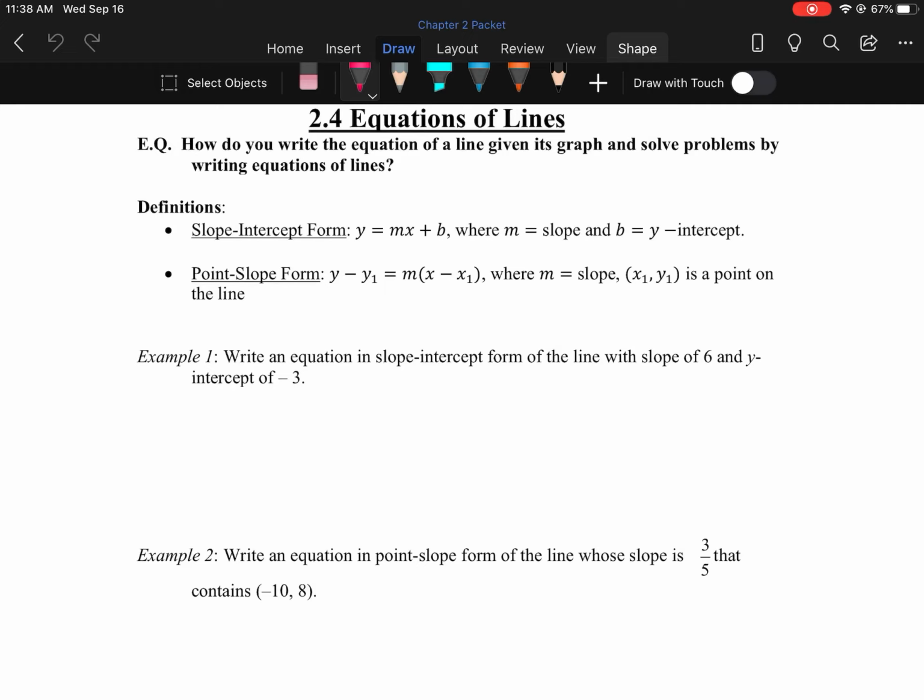For point-slope form, some of you may not be quite as familiar with this, but it's y minus y sub 1 equals m times the quantity x minus x sub 1, where m is the slope and x sub 1, y sub 1 represents a point on the line. So I'm going to show you a little bit of both today. Sometimes it's easier to use slope-intercept form, sometimes it's easier to use point-slope, but if you remember back from Algebra 1, if you simplify point-slope form, it will simplify into slope-intercept form.